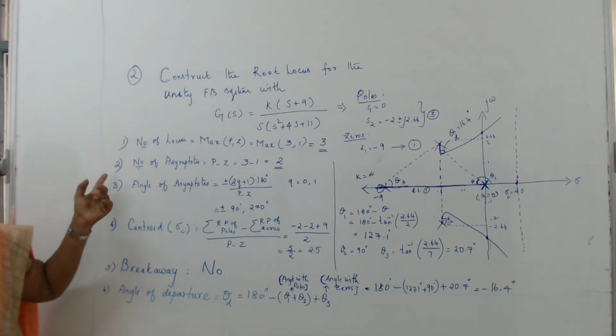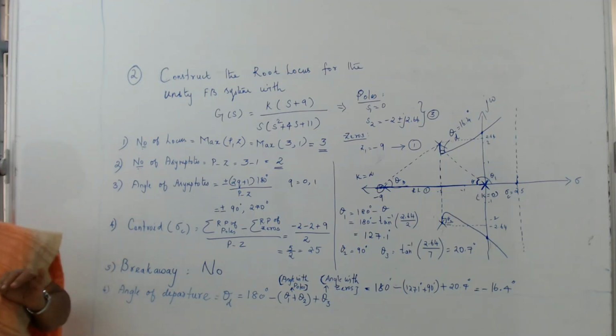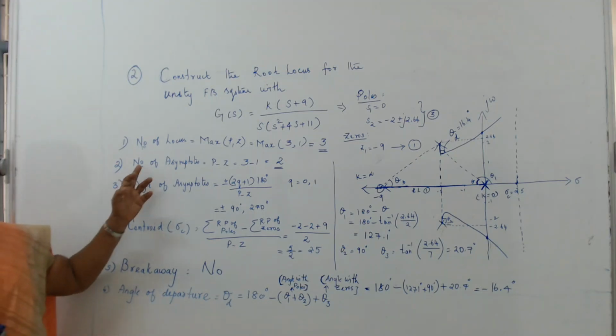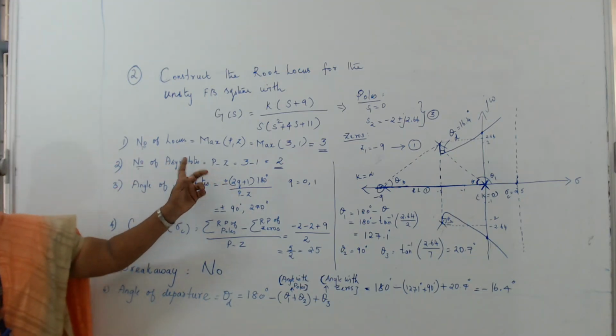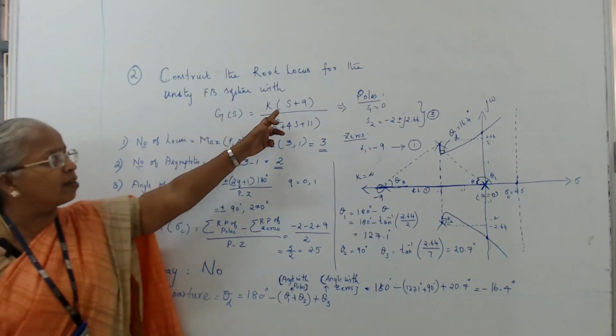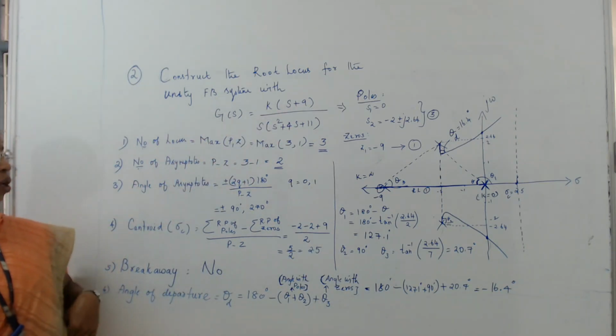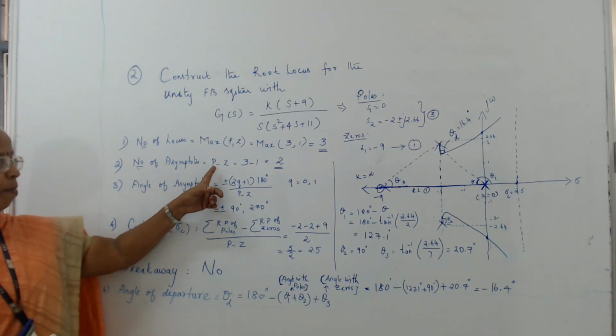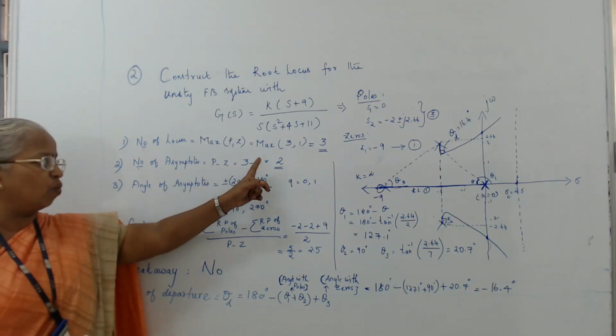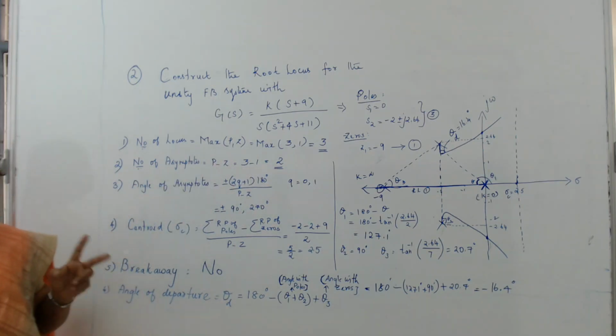Now the second step is we need to calculate how many asymptotic lines are there. Asymptotic line is p minus z. Now there is a zero also present in this problem, right? That is s is at -9. So that is a zero. Therefore I need to calculate p minus z. That is 3 minus 1 is 2. So the number of asymptotes are 2.